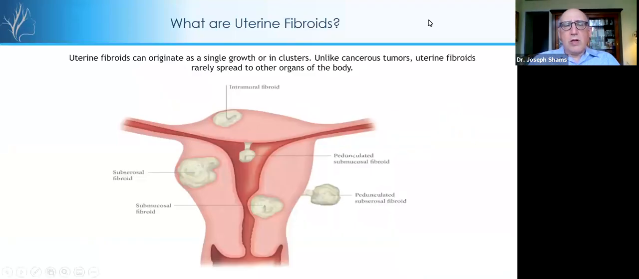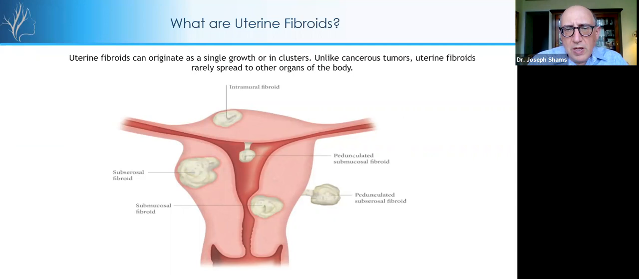Okay, so what are uterine fibroids? Uterine fibroids are small benign tumors that grow within the uterus. They can originate as a single growth or in clusters. Unlike cancerous tumors, they rarely spread to other organs in the body.